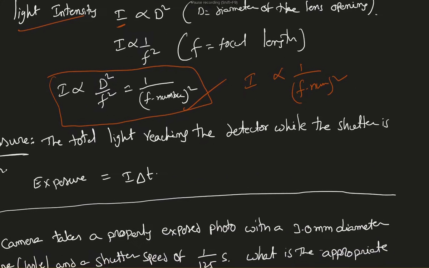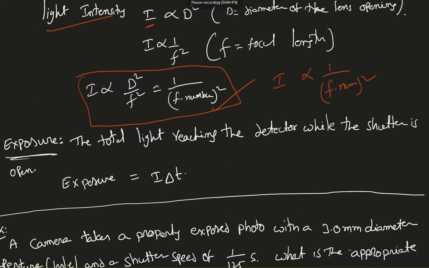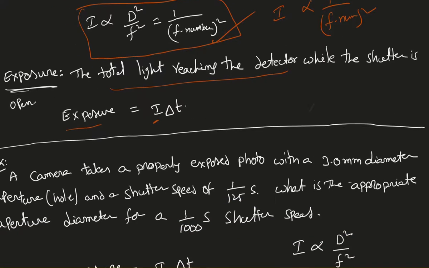Now, exposure is the total light reaching the detector while the shutter is open. So exposure is the intensity of light I times delta t. Remember this, because we're going to solve the next example based on it.